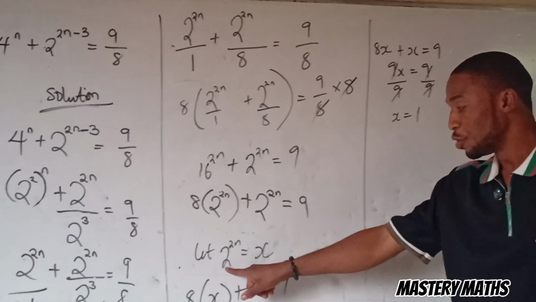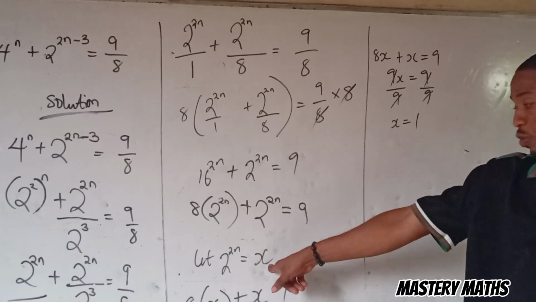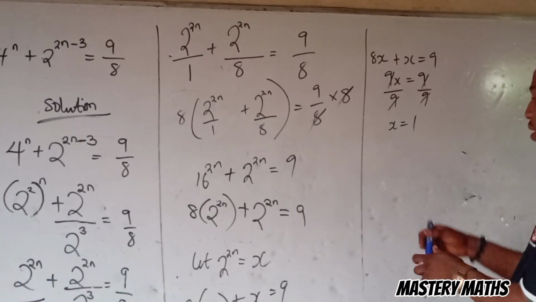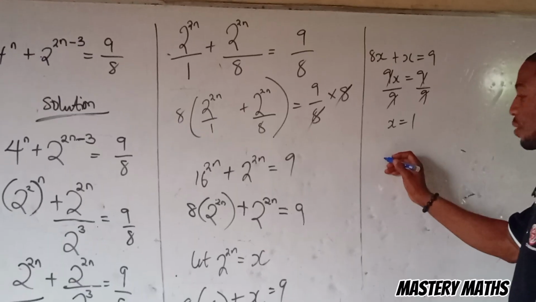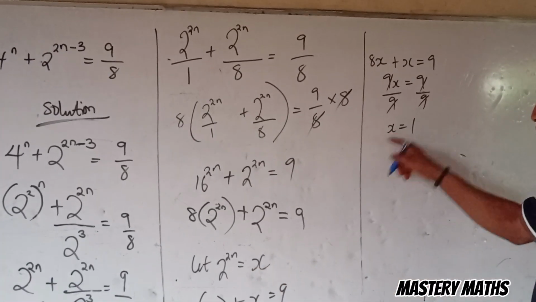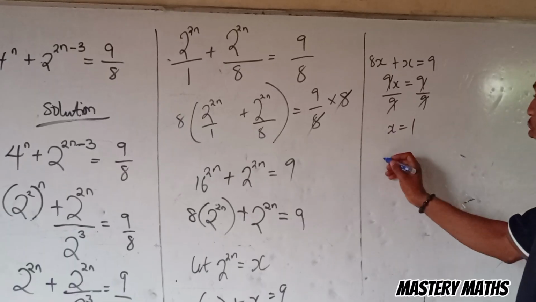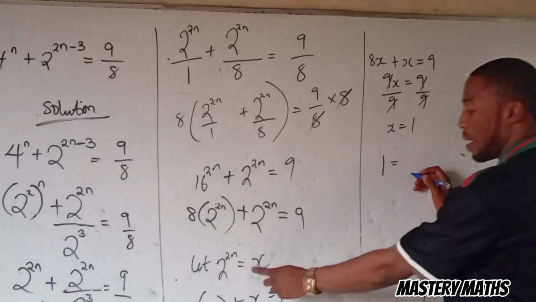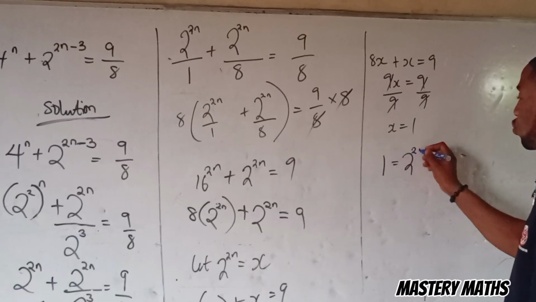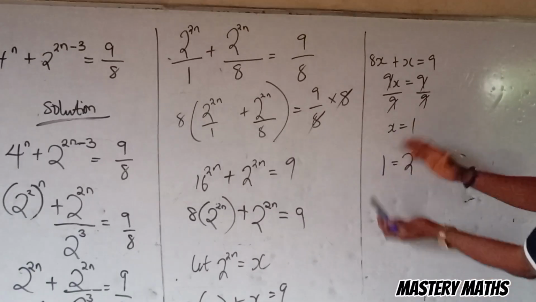Now look at this. 2 raised to the power of 2n equal to x. We'll bring this same thing we have here. Remember, we said since this is equal to this, anywhere you have your x now, your x is 1. So you have your 1 is equal to, remember our x was this before, 2 raised to the power of 2n. So it was interchanged.